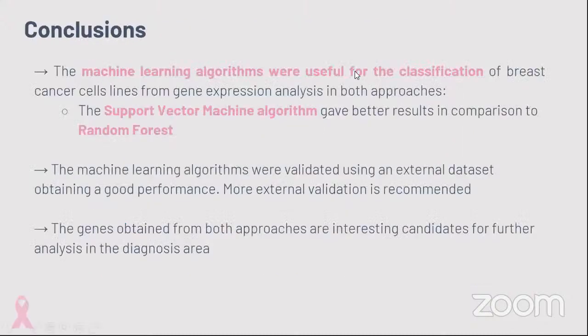So as conclusions, the machine learning algorithms that were used were good for the classification of breast cancer cell lines using the gene expression analysis in both of the approaches. And actually the support vector machine algorithm provided better results in comparison to the random forest. Also, the machine learning algorithms were validated with an external data set, but more external validation with other data sets is recommended in order to know if the results are consistent. And also, I obtained two genes that could be interesting for further analysis in the diagnostic area.